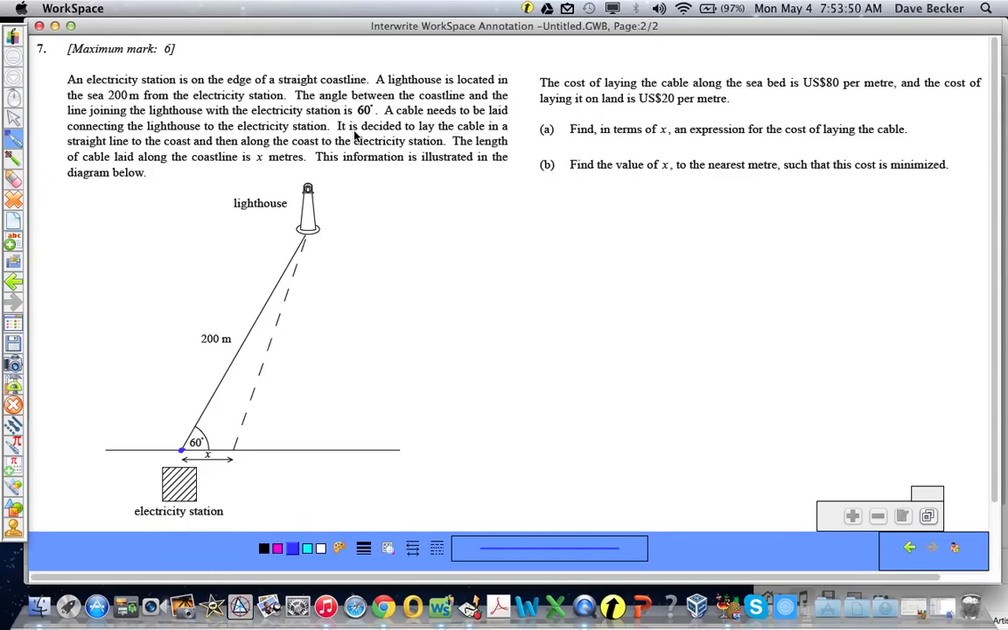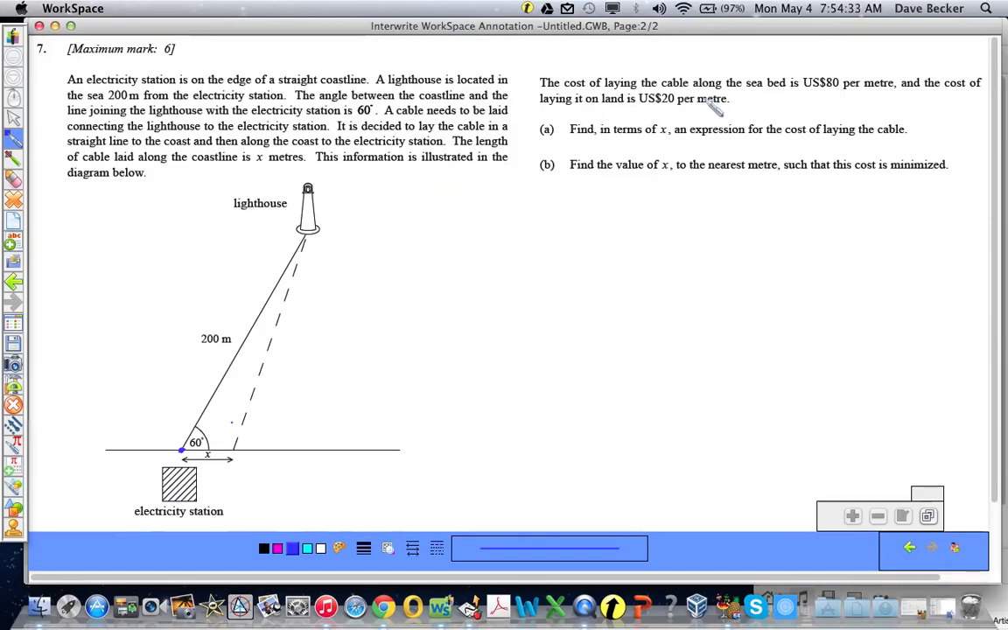This is the trickiest part of the problem. It is decided to lay the cable in a straight line to the coast and then along the coast to the electricity station. By straight line, they mean at a right angle to the coast. Well, no, I guess it's not necessarily a right angle, but straight line kind of confused me. The length of cable along the coastline is X meters, so once the cable hits the coastline, it's going to go over to the electricity station, and that length is X meters. The information is illustrated in the diagram below.